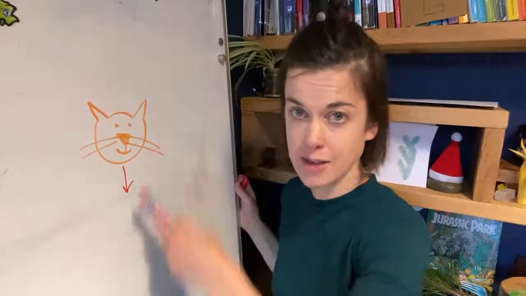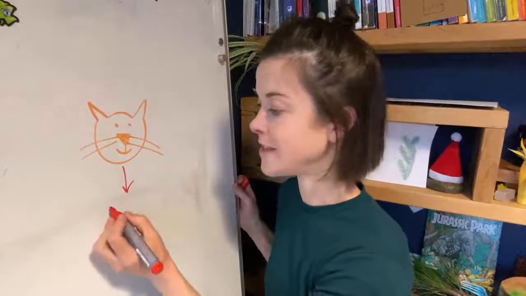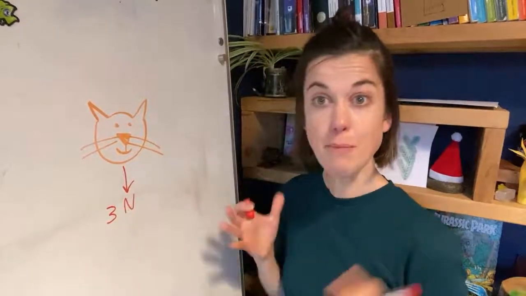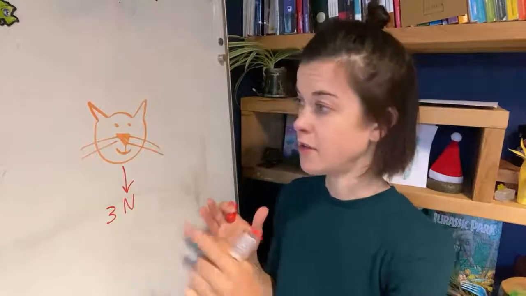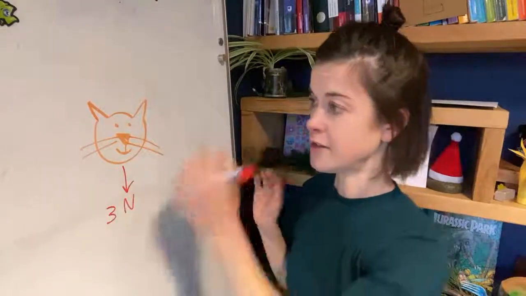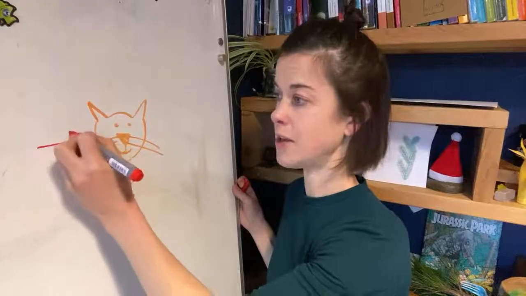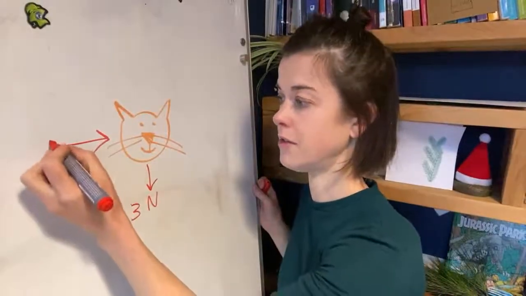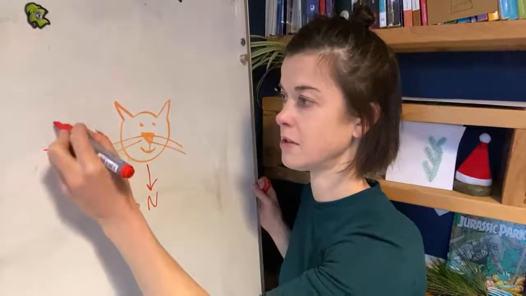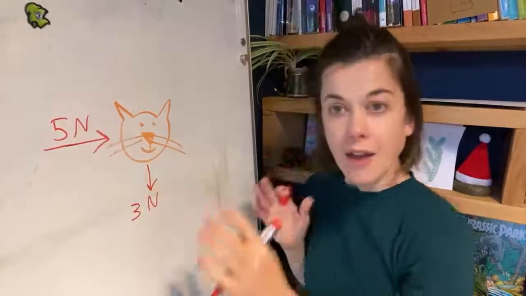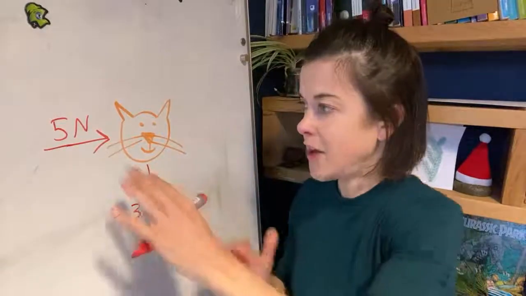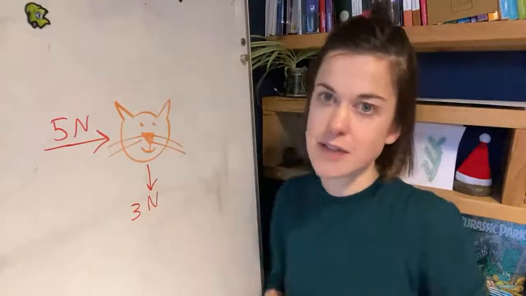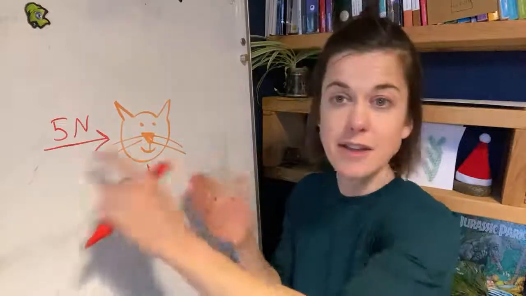For example, if the question was, there's a cat's head falling through the sky and it weighs, so its weight is the force of gravity pulling it down, right? Let's say it weighs 3 newtons, but there's a strong wind blowing from the left to the right. So there's a wind blowing in this direction with a force of, I don't know, 5 newtons. It might be up to you to find out the overall force acting on the cat, the resultant force acting on the cat's head, by adding those vectors together.